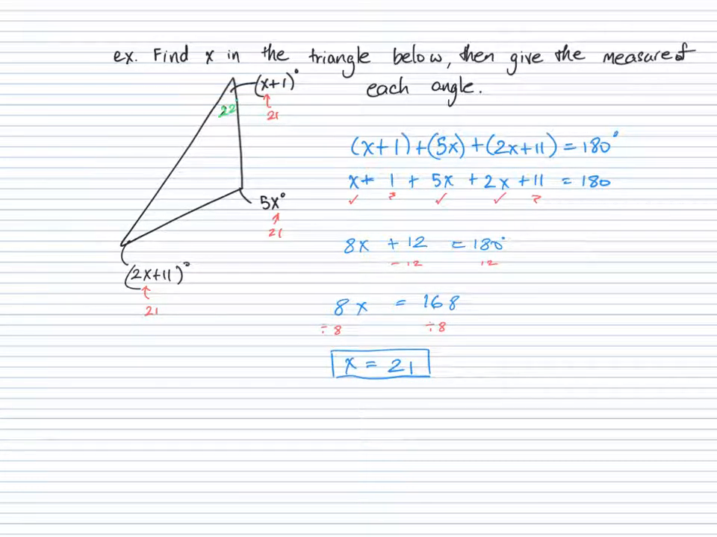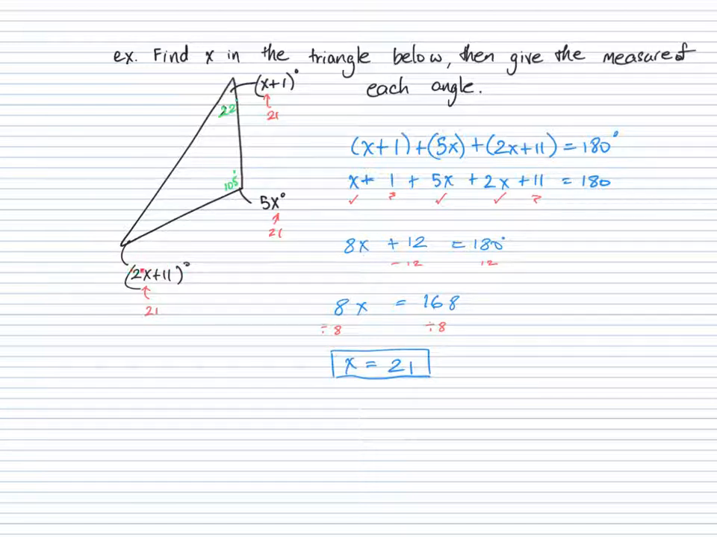All right. And this angle over here, this angle right here is 5 times 21. So when you multiply 5 times 21, we get 105. So that is 105 degrees right here. And what is left over, you can actually do this in multiple ways. You can either do, as we did before, 2 times 21 plus 11.